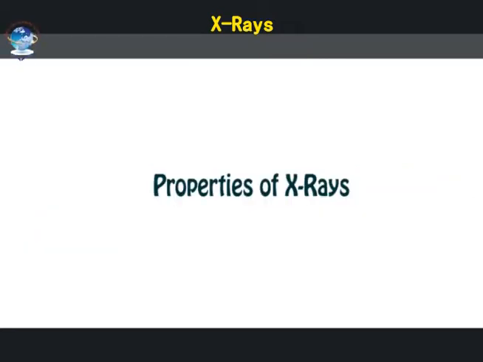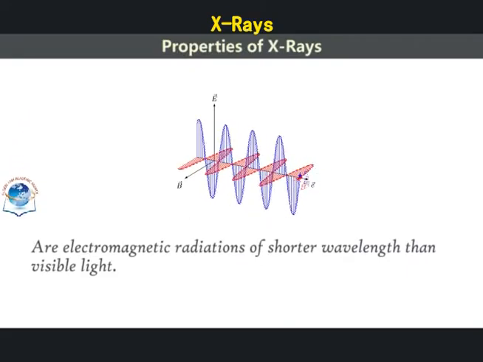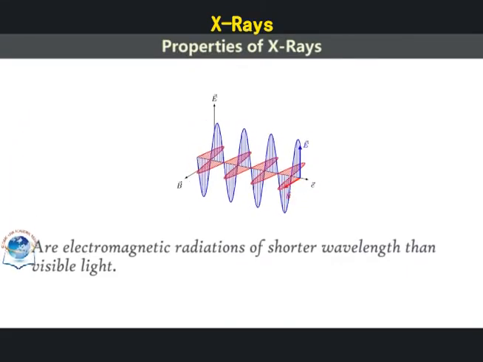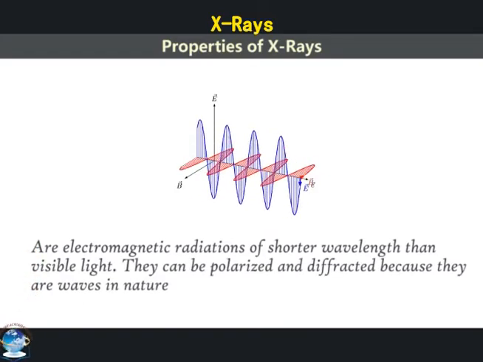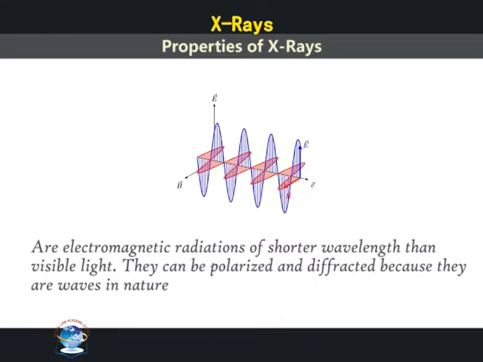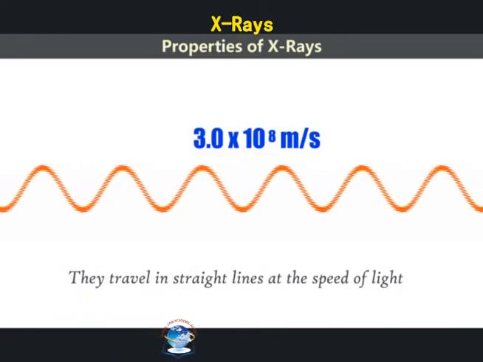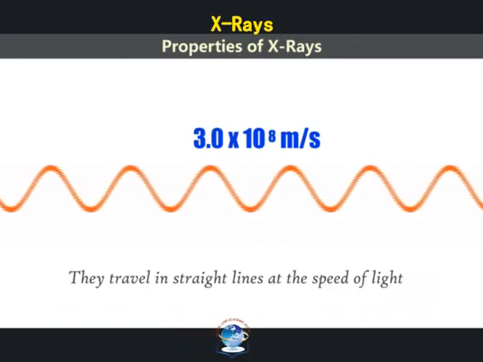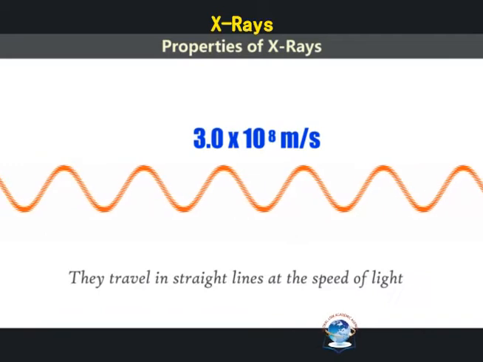Next, properties of X-rays. X-rays are electromagnetic radiations of shorter wavelength than visible light. This means they can be polarized and diffracted because they are waves in nature. They travel in straight lines at the speed of light, that is 3.0 times 10 to the power 8 meters per second.